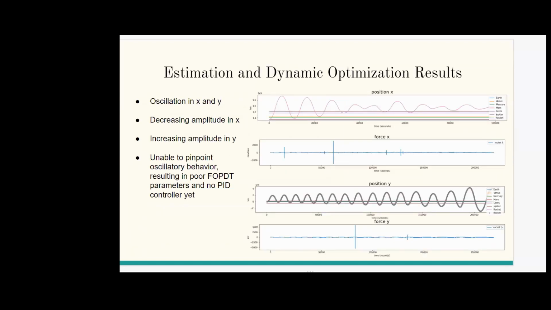Some of the issues that we had with our estimation and dynamic optimization results was this oscillatory behavior, where the amplitude seemed to interestingly decrease in X, but increase in Y. What this looked like was the ship just basically overshooting and coming back and bouncing around the destination instead of actually stopping at it or reaching it. We're not entirely sure what the source of that behavior was.